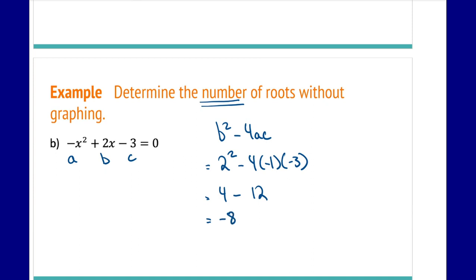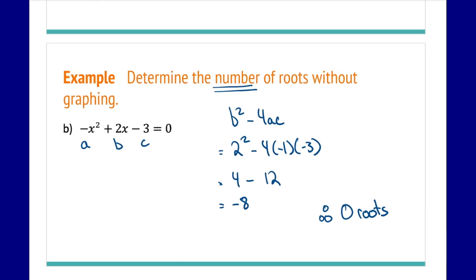So because we have a negative value, if we were to square root that in our quadratic equation, we wouldn't be able to continue any further. We would have an error. So therefore, there are 0 roots, because again, we have that negative value for our discriminant.